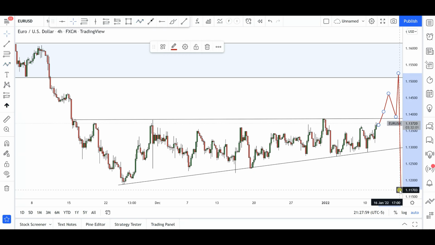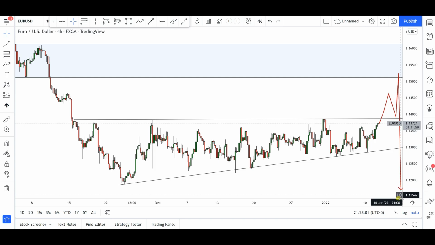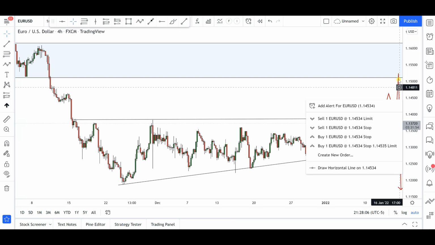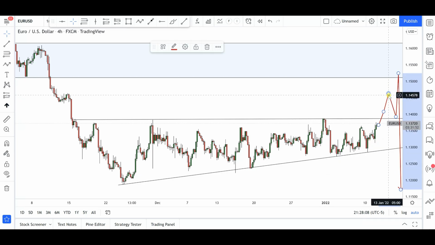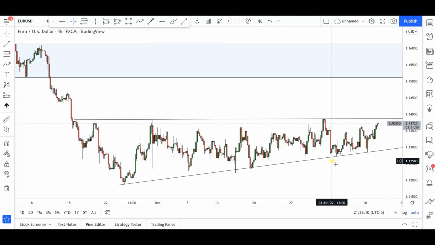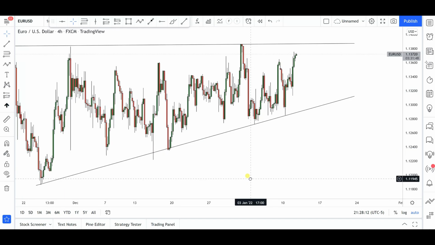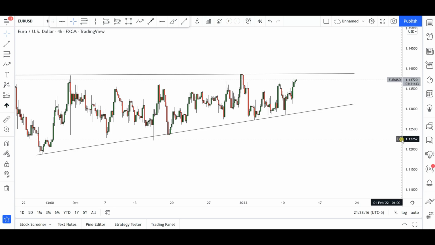But in the long term, personally, I am going to be favoring a move to the downside. Okay, that's going to be my preferred move. So that's the move that I would prefer personally. I would like to see price give me a clear move to the downside.